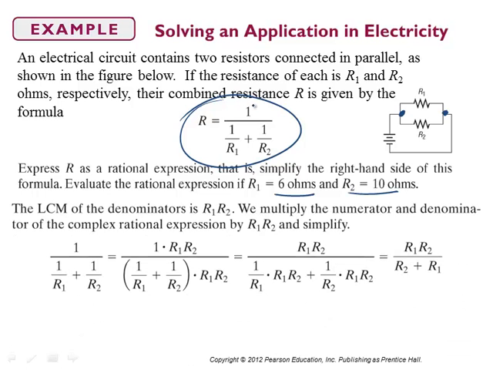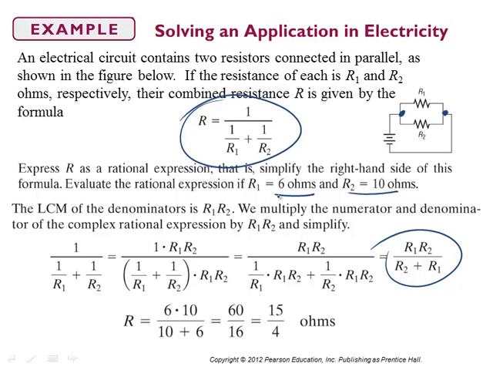Well, this is kind of complicated where you have 1 over the sum of the reciprocals of those resistances. Now, you could simplify this fraction by multiplying top and bottom of this big fraction by R1 times R2, like you see here. And that simplifies, as you can see here, to this expression there. So then we can just plug in a 6 and a 10 for R1 and R2, giving us 60 over 16, which reduces to 15 over 4, which is about 3 3/4 ohms.